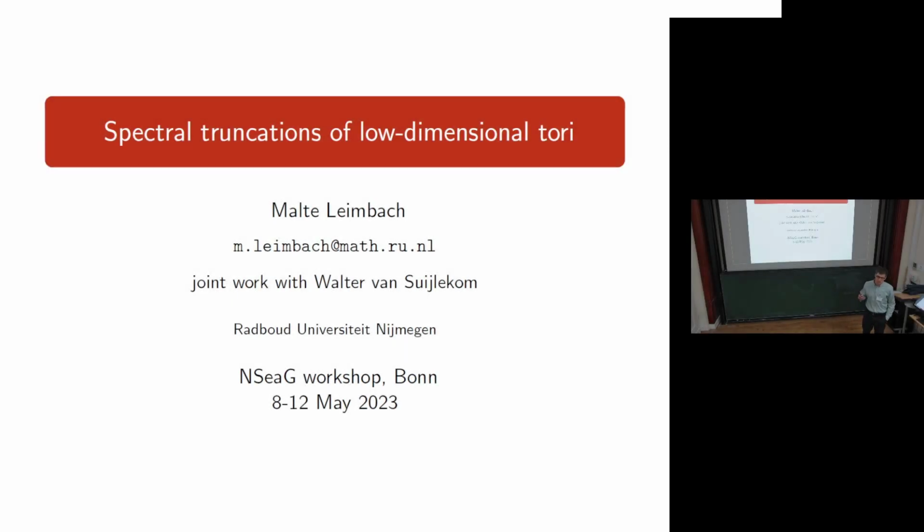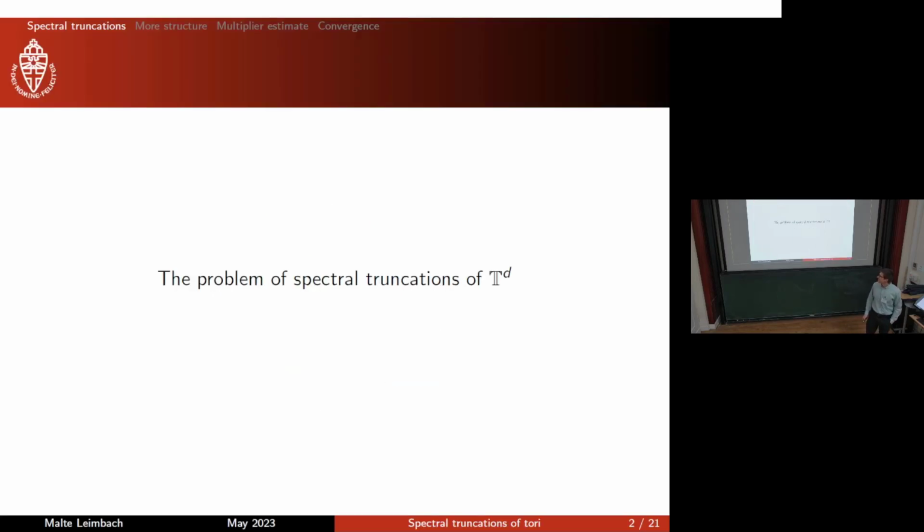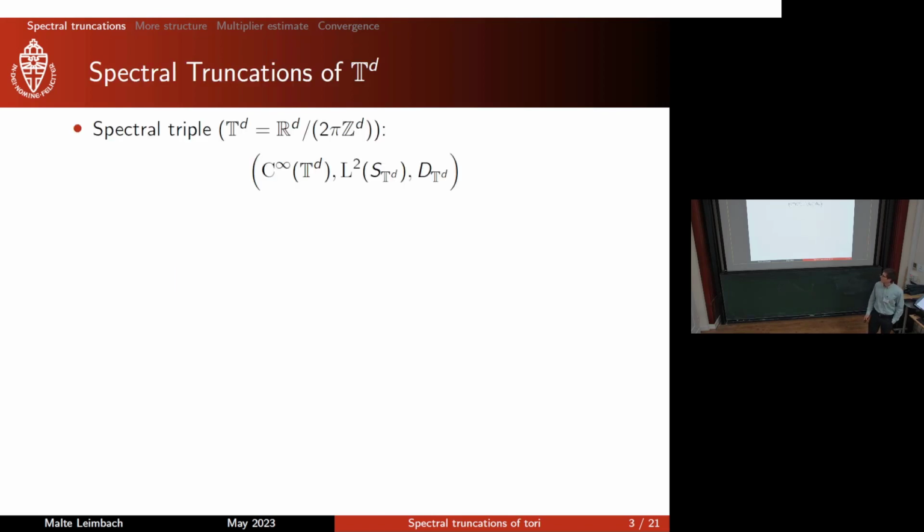It actually fits quite well that I speak now, so this is a seamless transition. I will talk about the problem of spectral truncations of the torus. We already saw the example of the circle a little bit in the first talk. So let me remind you what we start with.